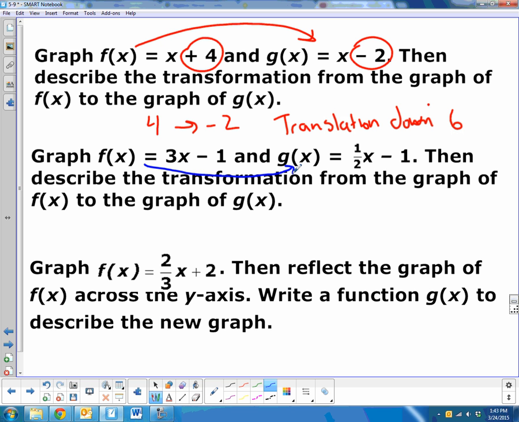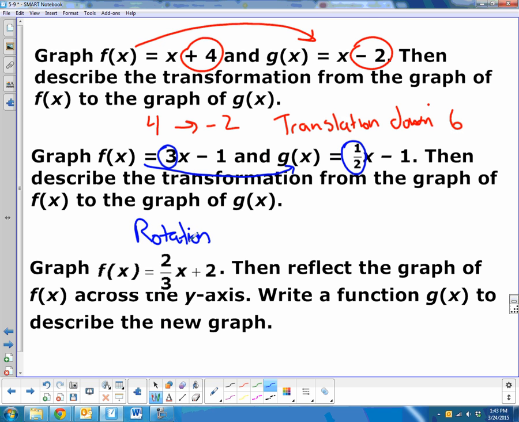For the second one, from f of x to g of x, what changed? Well, the y-intercept stayed the same in this case, negative 1 and negative 1. The thing that changed was the slope. And it didn't just change positive or negative, it changed the number. So it went from 3 down to 1/2. So it rotated and became less steep. It became a little flatter from 3, a slope of 3 over 1, to a slope of 1 over 2. So much flatter. So we said it was a rotation.